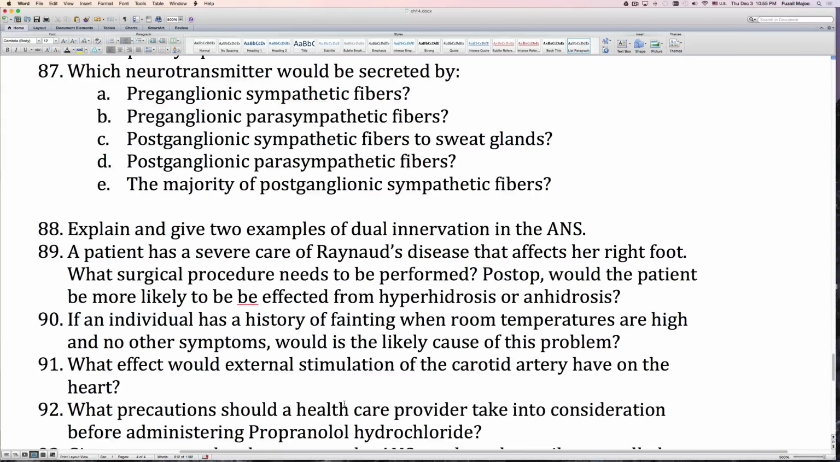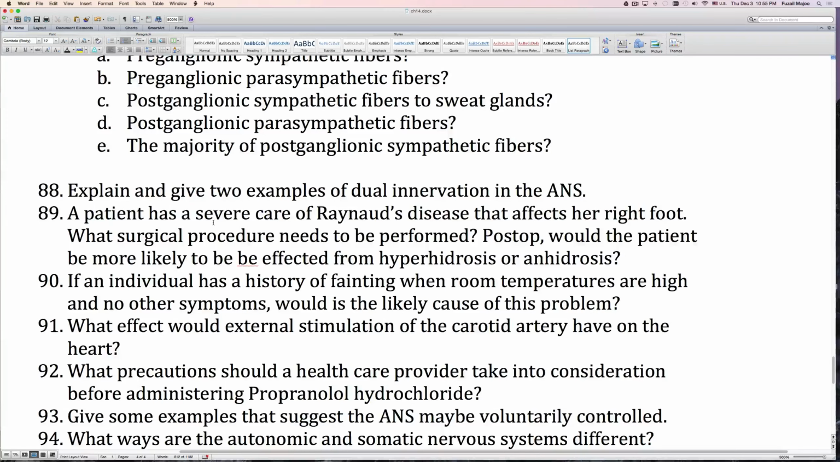Number 88. Explain and give 2 examples of dual innervations in the autonomic nervous system. Number 89. A patient has a severe case of Raynaud's disease that affects her right foot. What surgical procedure is needed? Postoperatively, would the patient be more likely to be affected by hyperhidrosis or anhidrosis?